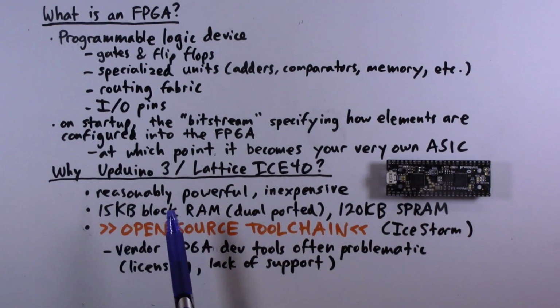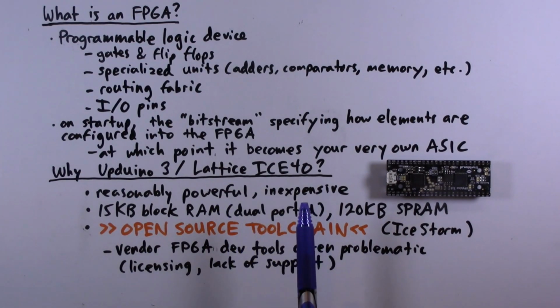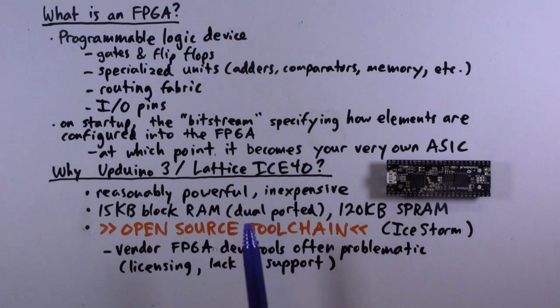So the Lattice ICE40 series is reasonably powerful. They are certainly not high-end FPGAs. They're actually fairly low-end, but it should be powerful enough for the application that we are going to be developing. It is quite inexpensive. I think this dev board, the Upduino 3, was about $30, so that's really not too much for an FPGA development board.